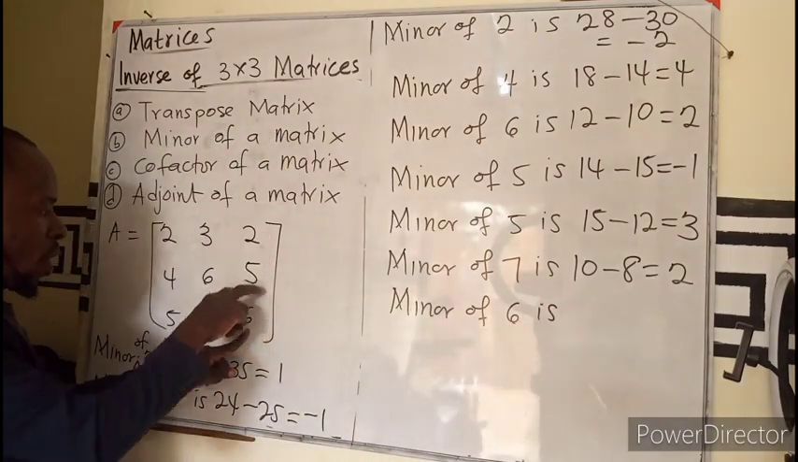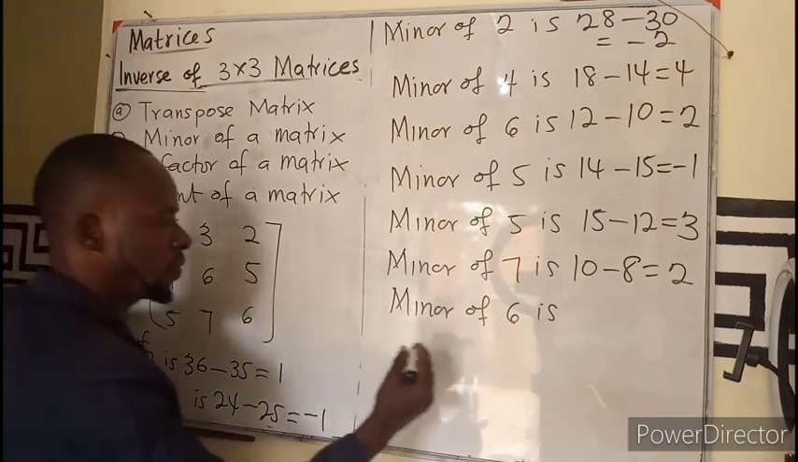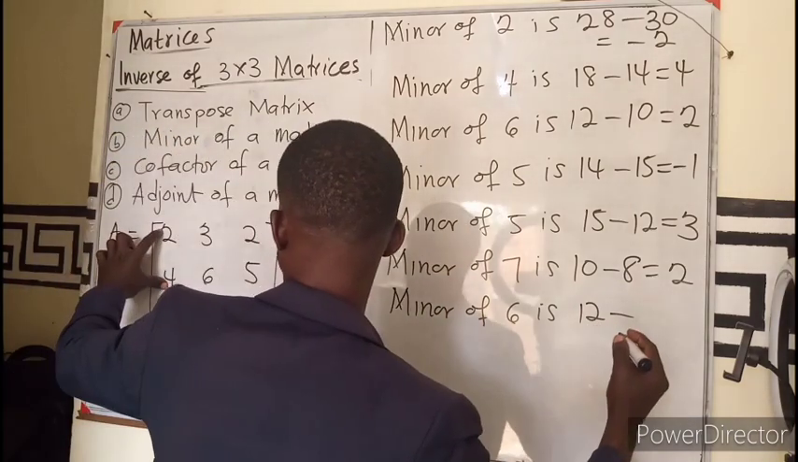So we are taking all of this. We are taking all of this. So we are left with this. 12 minus what? 12, right?